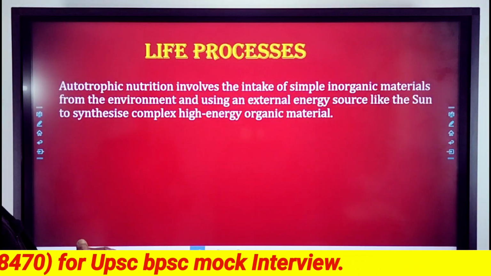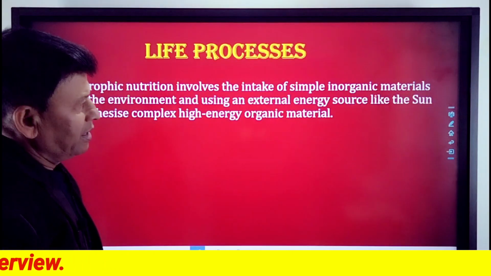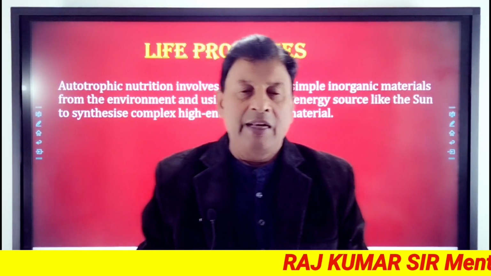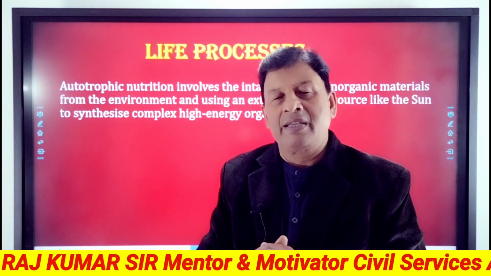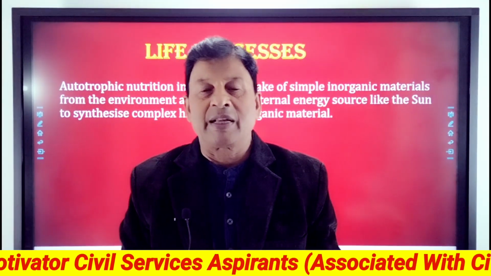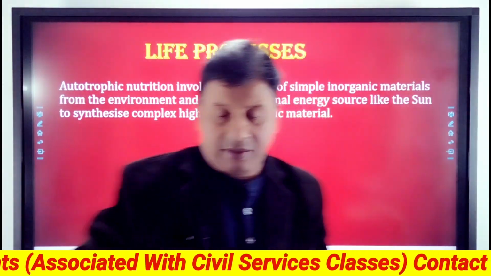Next point, autotrophic nutrition involves the intake of simple inorganic materials from the environment and using an external energy source like the sun to synthesize complex high energy organic material. So photosynthesis, प्रकाश संश्लेषण क्रिया होती है जिसमें ग्रीन प्लांट्स जो होते हैं अपना भोजन बनाते हैं.